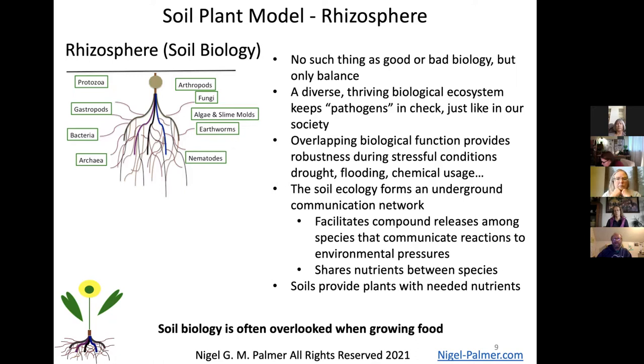The overlapping biological functions of a diverse biological system is what keeps a soil robust. If one faction of a very robust biological system falls apart, then there are other parts of that biological system that can take up the slack, if you will, and keep those pathogens from being out of check and causing problems. And so it's this diversity that we want to work for in our soils, in an effort to maintain the digestive system for the plants, but also maintain a balance of the ecological system itself going forward.